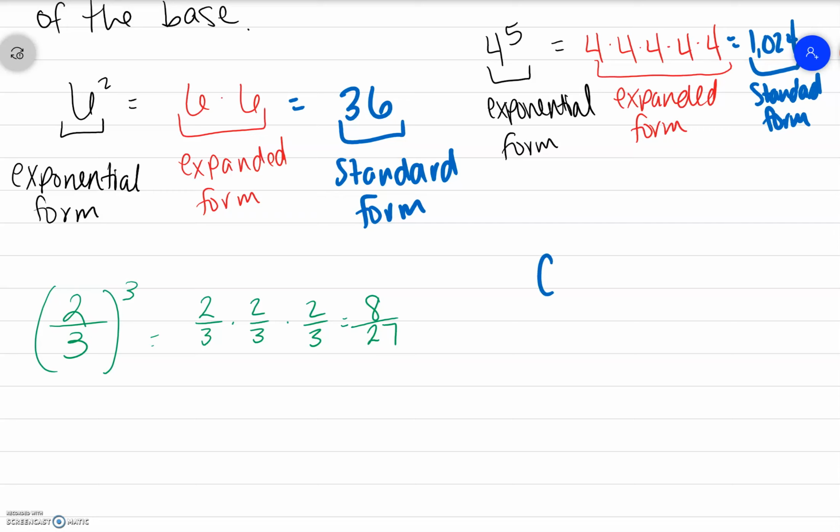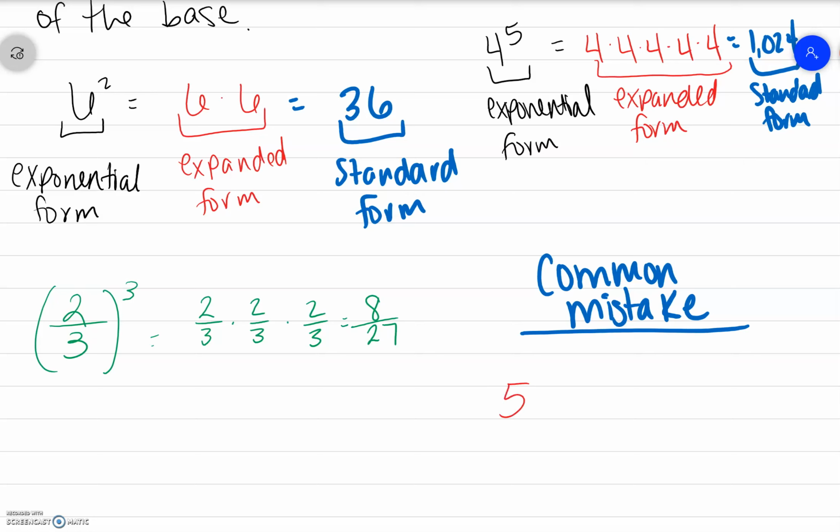So let's talk about common mistakes. And hopefully if we talk about them, it will prevent you from doing them. So if we have something like 5 squared, and someone writes 10, what do you think they did? Just think about it. Right, they probably took 5 times 2, because all they did was they saw a 5 and a 2. 5 squared is 5 times 5, which is 25, and 10 does not equal 25. Therefore, these are not equivalent statements.